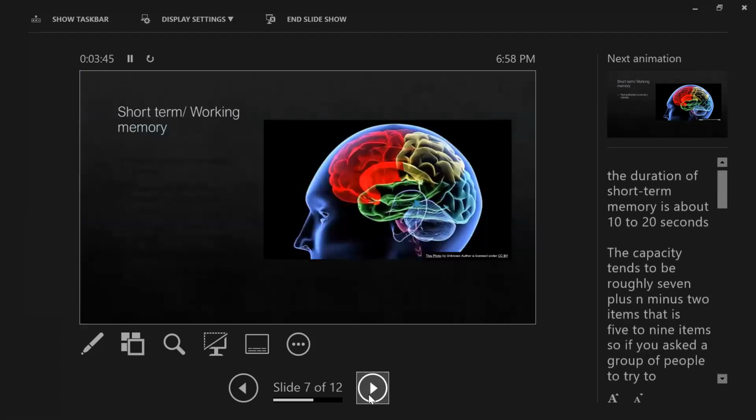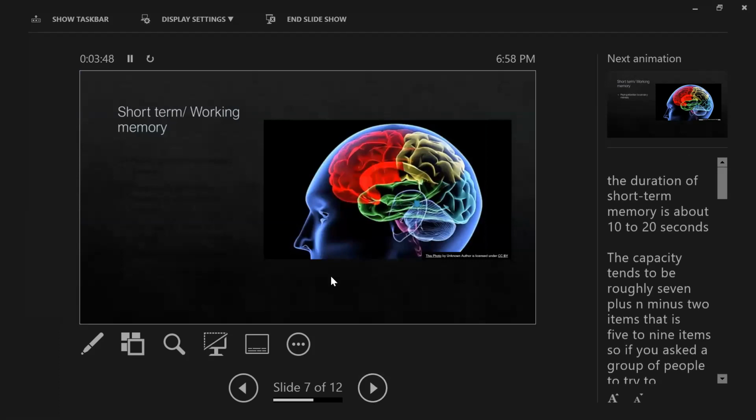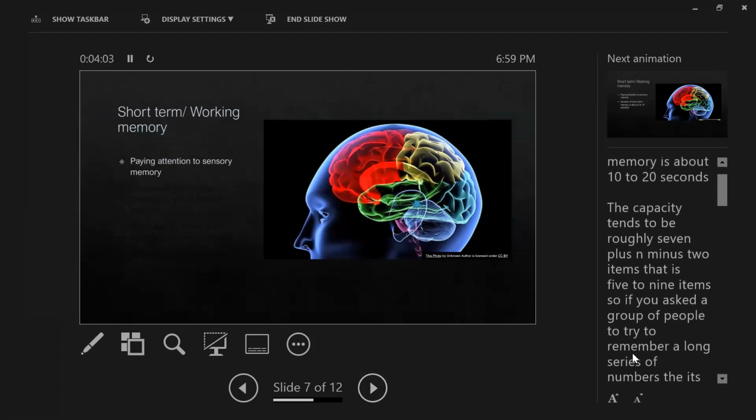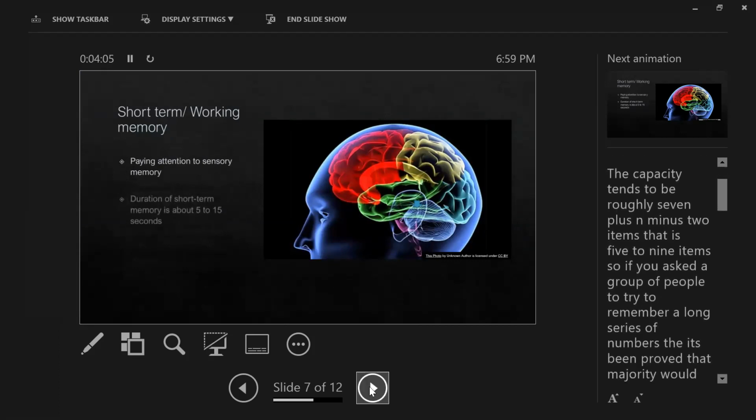So how does our short-term memory basically work? It lasts for 10 to 20 seconds. If we are paying a little attention to our sensory memory, it can turn into a short-term or working memory. The capacity of our short-term memory is just between 7 to 9 items, or numbers, that we can remember, and the duration lasts just for 5 to 15 seconds.